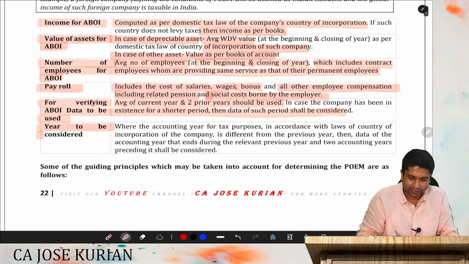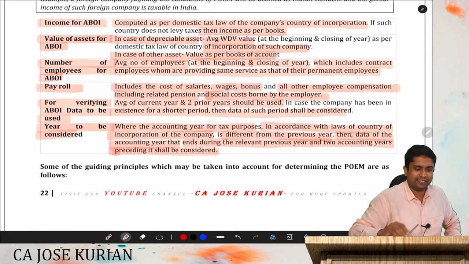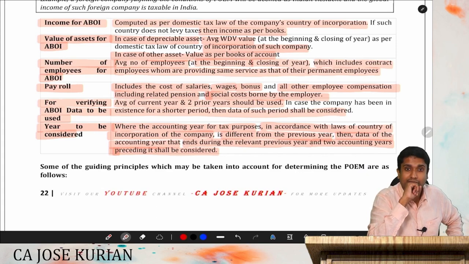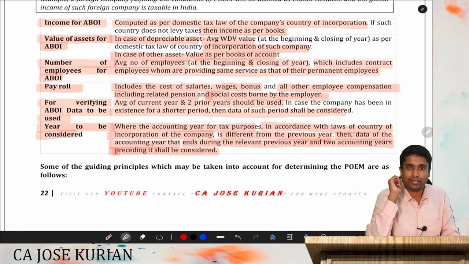Now, year to be considered. Where the accounting year for tax purposes in accordance with the law of incorporation of a company is different from the previous year, then data of the accounting year that ends during the relevant PY and two accounting years preceding it shall be considered. What do you mean by this? Say the country of incorporation, say a Mauritius company. Mauritius follows the calendar year and India follows the April-March accounting year. What to do then? How to take the data? You reconvert that calendar year into our PY AY. Then you take the data.